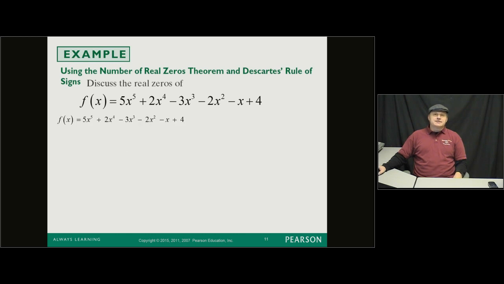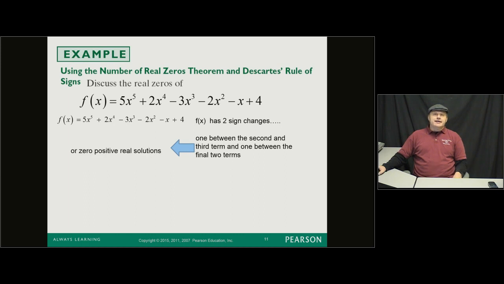If you look at f of x, you look through there: 5x to the 5th plus 2x to the 4th, that's not a sign change. And then 2x to the 4th minus 3x cubed, that's a sign change. Where is the next sign change? It's at the very end, negative x to plus 4. So there are 2 sign changes, one between the second and third terms, and one between the final 2 terms. So what does that tell me? It tells me I'm going to have either 2 or no positive real zeros.